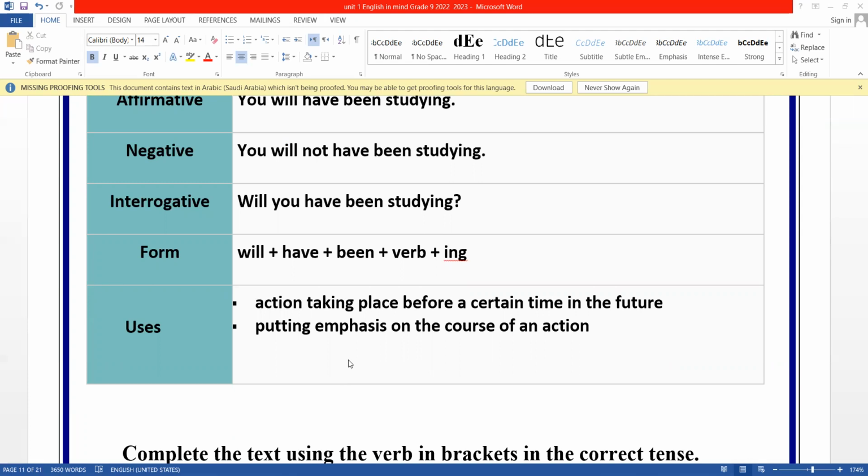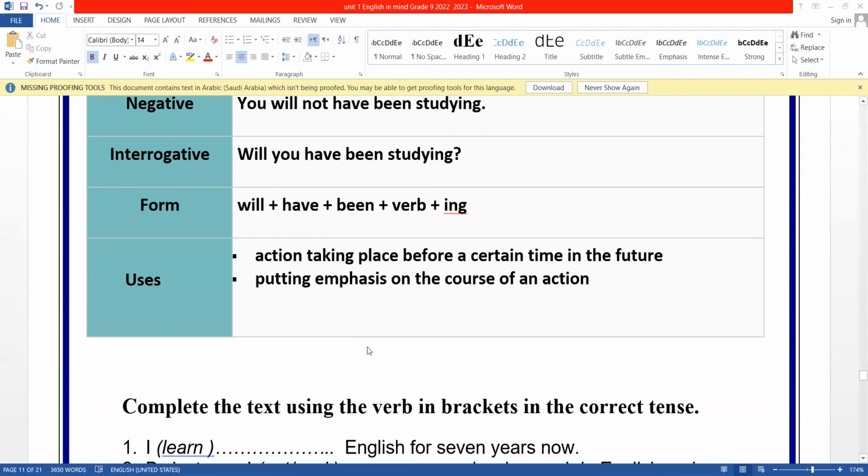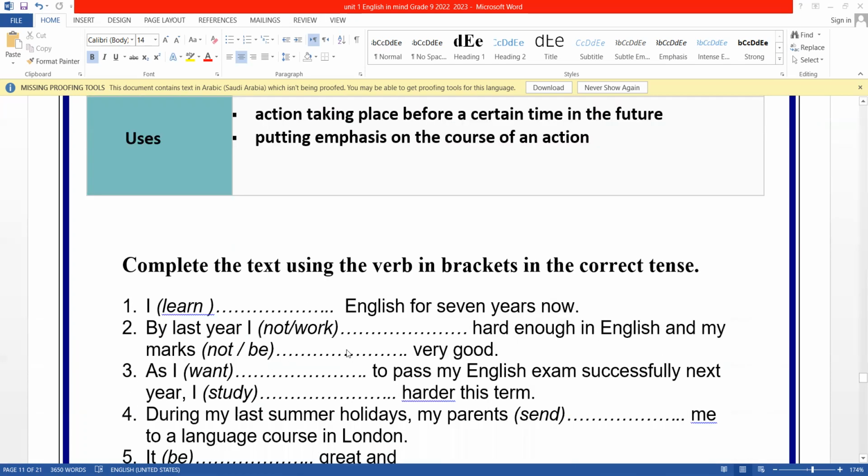of an action. Now, my dear students, after we have finished a quick review of the most important English tenses, now we will have an exercise to make sure that you have understood the tenses review. I learn English for 7 years now. Here, the action is still going on. So the answer is: I have been learning.